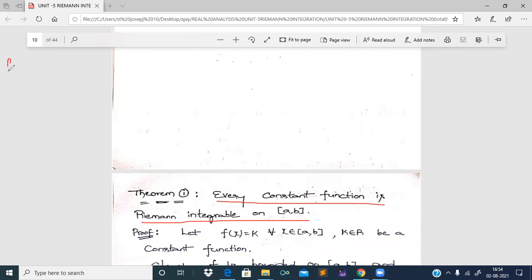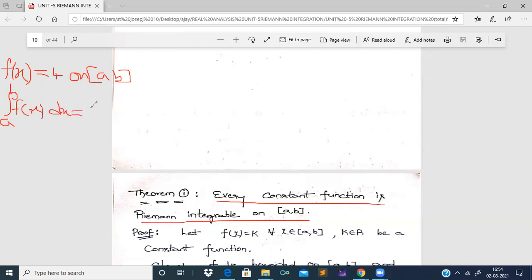Now I will define a function f of x. f of x is equal to some 4 on closed interval a comma b. Then we have to find out whether this function is Riemann integrable or not. That is, we have to find out the value of integral over a to b f of x dx.